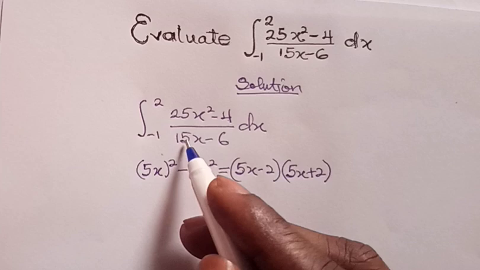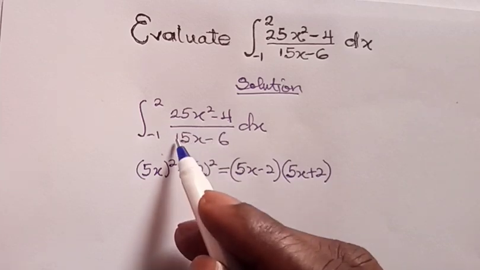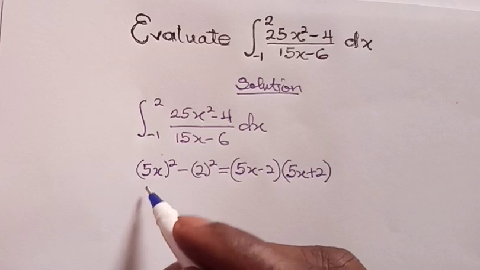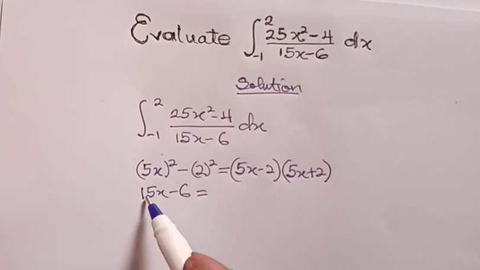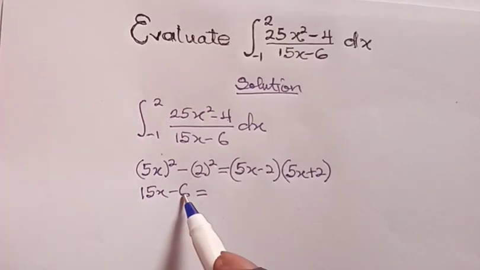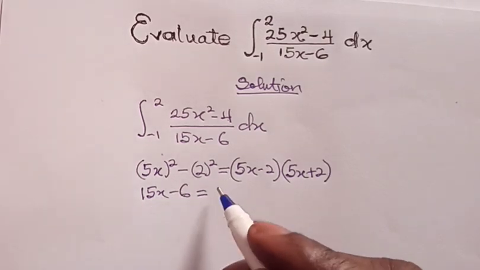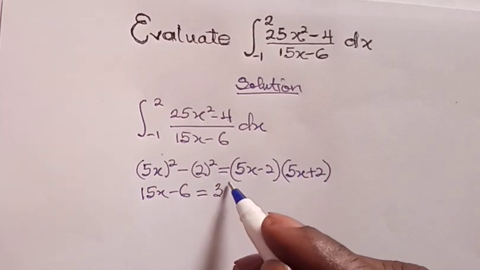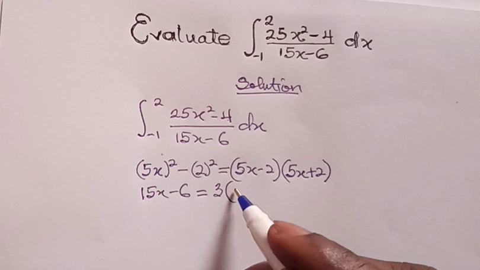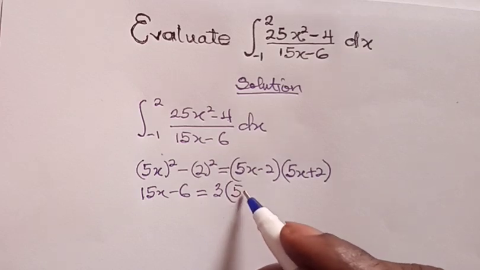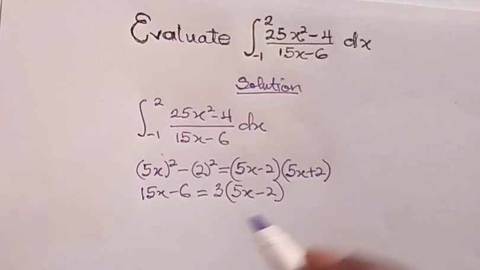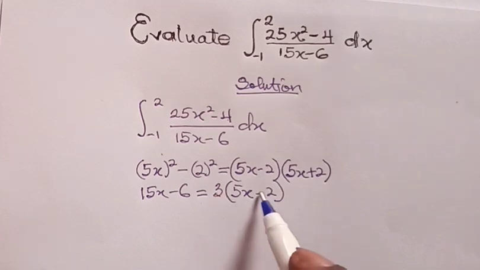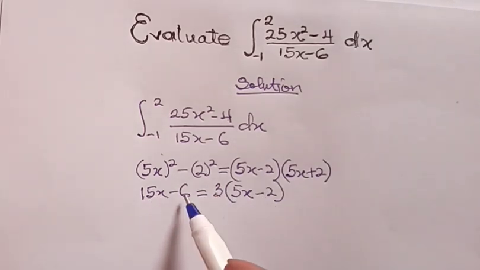The same thing, we can also expand the denominator. Since we have 15 here and 6 here, I think we can factor some numbers out. Which of the numbers can we factor? We can write 3 out, and once 3 is out, then we have 5x minus, then here becomes 2, so that if we multiply it again, we get this back. So that's what we are doing.